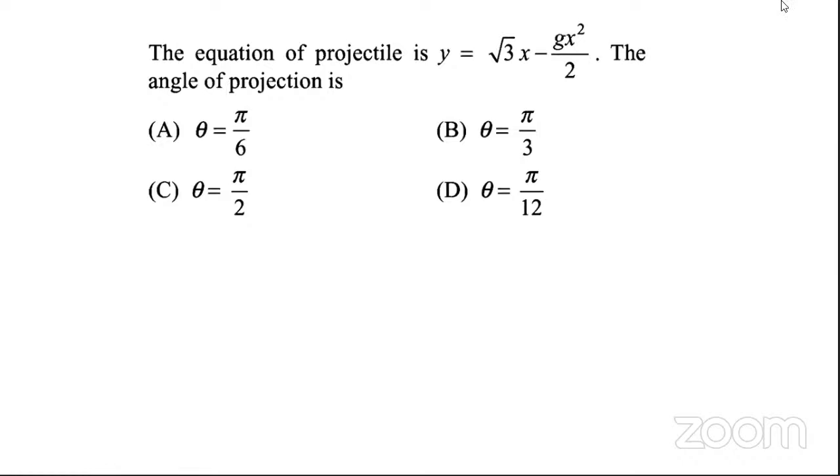Alright, shall I tell you the solution? Yeah. Alright. See, what is the general equation? y equals x tan theta minus g x square upon 2u square cos square theta.